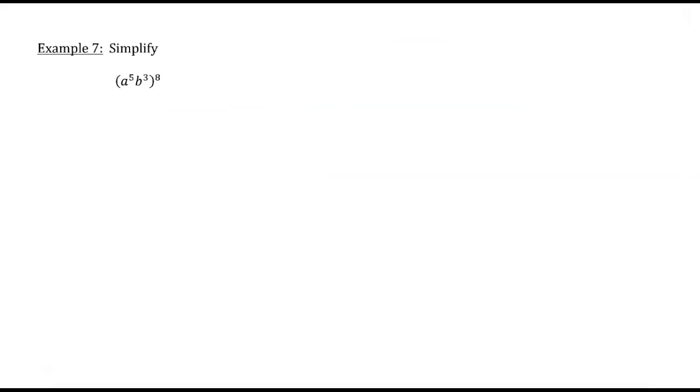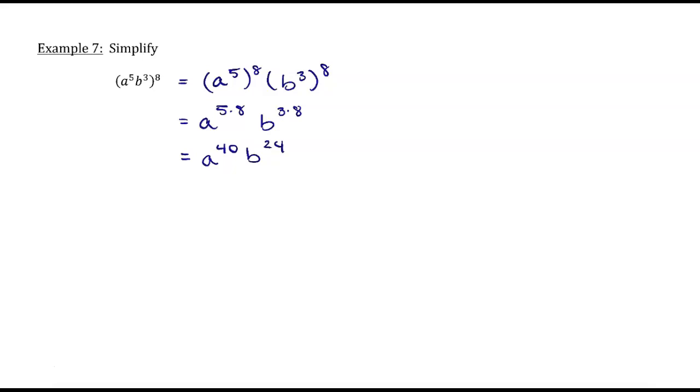In example 7, we have a to the 5th times b to the 3rd, all raised to the 8th power. Using the power of a product rule, we can rewrite this as a to the 5th raised to the 8th times b to the 3rd raised to the 8th. a to the 5th to the 8th is a raised to the exponent of 5 times 8. b to the 3rd raised to the 8th is b to the exponent of 3 times 8. Simplifying, this is a raised to an exponent of 40 times b raised to an exponent of 24. Let's take a look at another example.